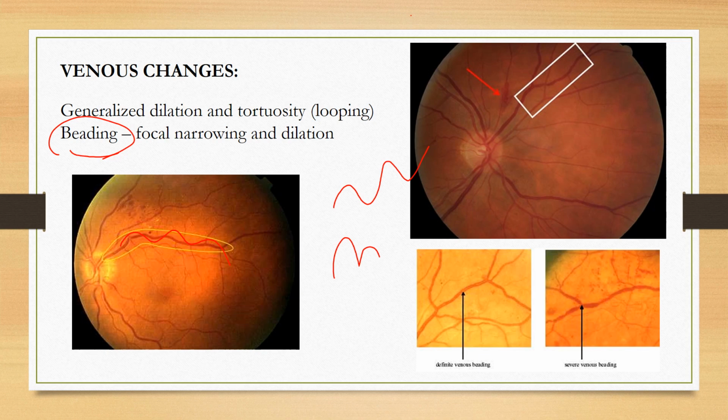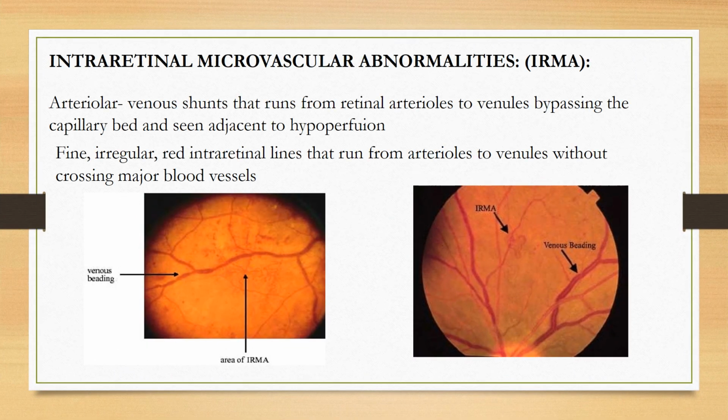Then comes the intraretinal microvascular abnormalities, which we name as IRMA. So what exactly is happening here is there will be an extra connection between two blood vessels. If you look here, there are minor blood vessels coming in. So what IRMA is, there will be one more blood vessel which is connecting all these smaller blood vessels in a crooked way. Okay, so these are called IRMA, intraretinal microvascular abnormality.